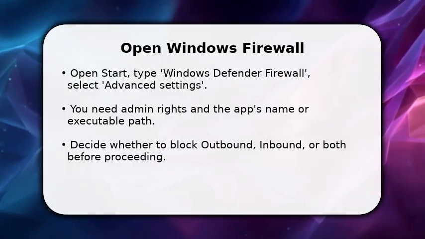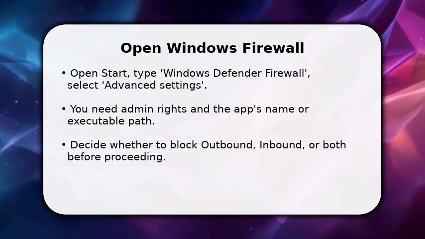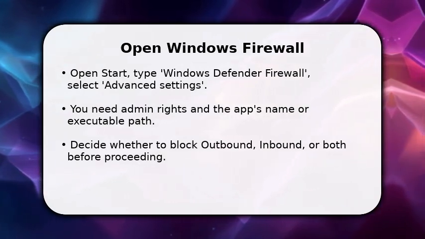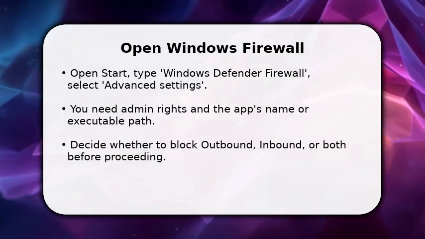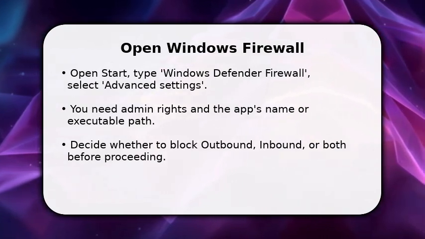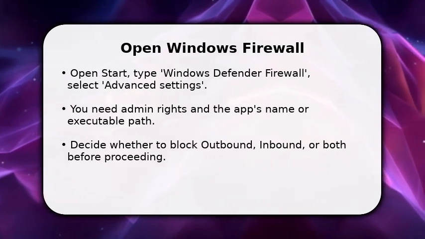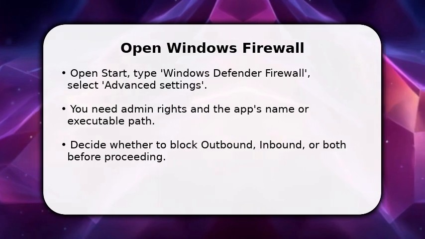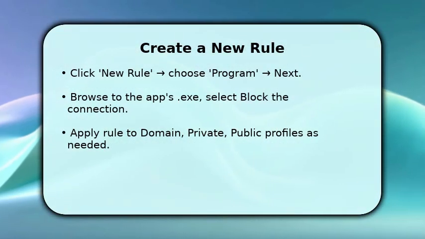You start by opening Windows Defender Firewall with advanced security. You need administrator rights. Once done, locate the left pane and click Outbound Rules to block outgoing traffic or Inbound Rules for incoming. You do this now because firewall rules apply immediately and per executable. Make sure you know the app's exe name or full path. This step establishes the control point, and you'll use New Rule next to create a tailored restriction for that specific program.